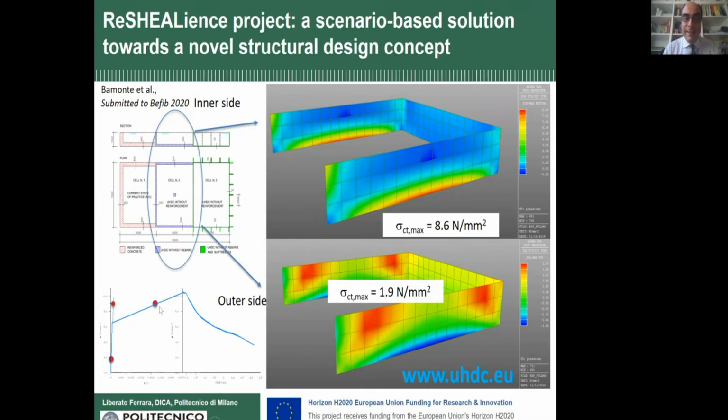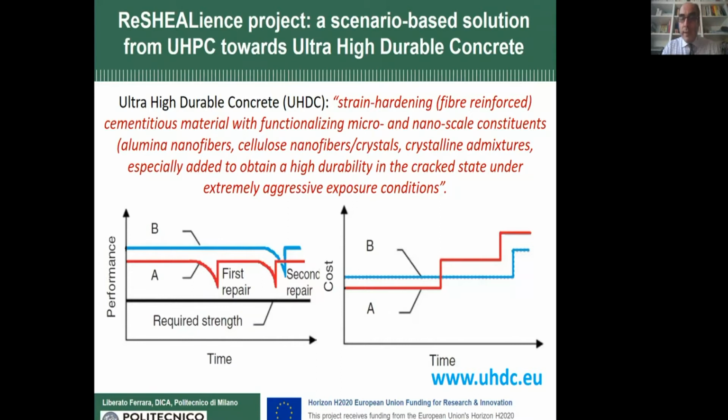And actually, you have to cope with a higher initial cost. This is a strain hardening, fiber reinforced cementitious material, high binder content, high fiber content. We will see that we will add some nano constituents. It's a very high initial cost. But considering that you will have enhanced durability in the cracked state and under extremely aggressive exposure condition, you can really expect a saving in the life cycle cost.